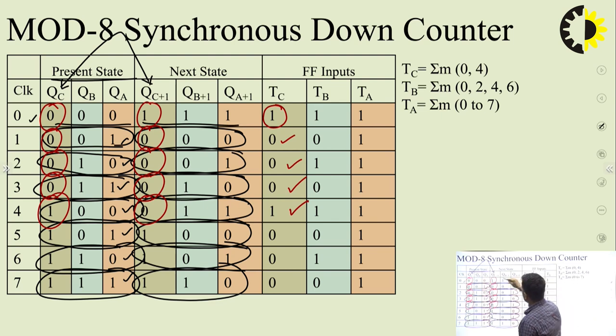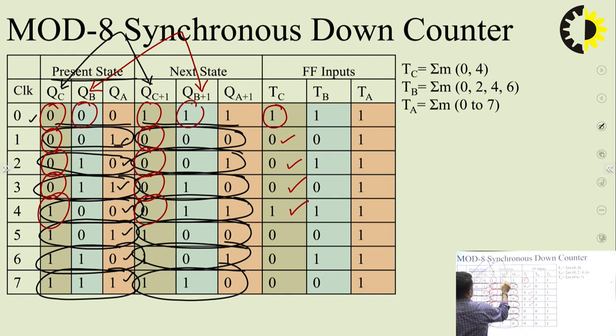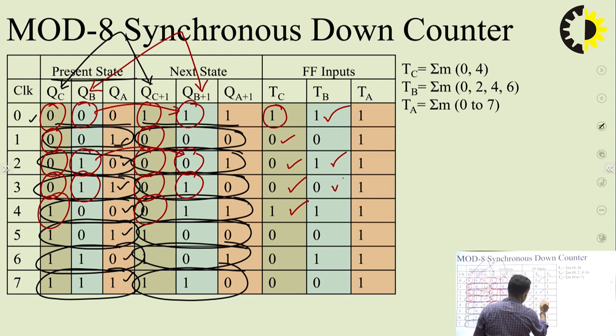Similarly, you can check for QB and QB plus 1. These two present and next state variations will be giving me the value of TB. You can check one or two values. 0 is there, 1 is there. That means output has toggled. So, that's why TB is equal to 1. Randomly checking, 1 is there, 0 is there. That means output has toggled. So, again, TB is 1. Then 1 is there and here is also 1. That means output has not changed. So, if it has not changed, then input is equal to 0. Similarly, I can prepare the complete table for TB.